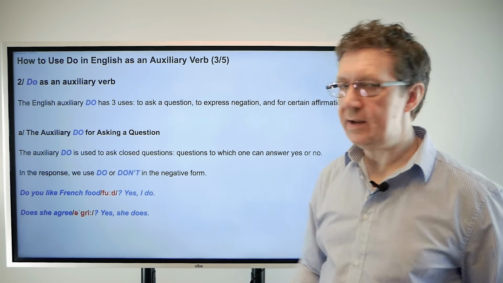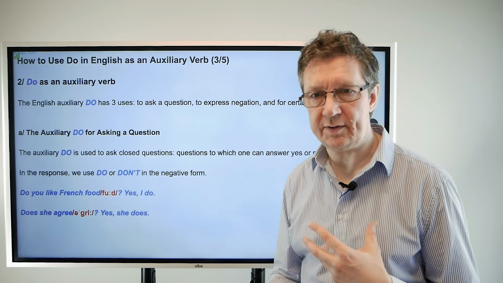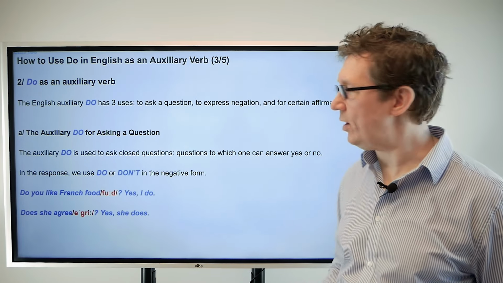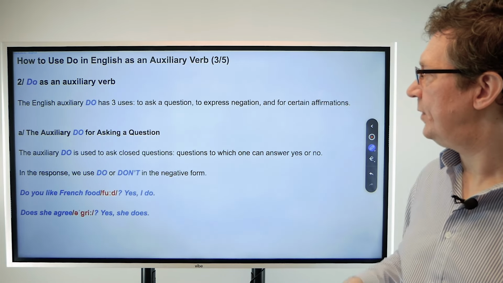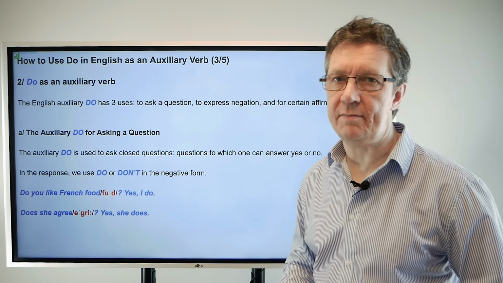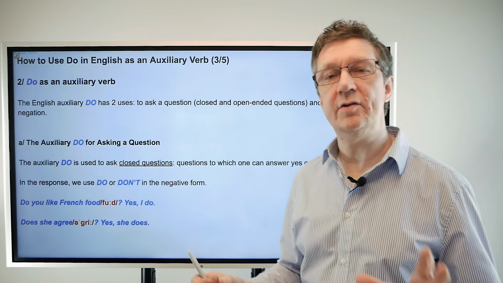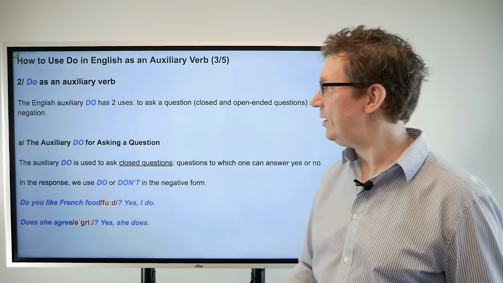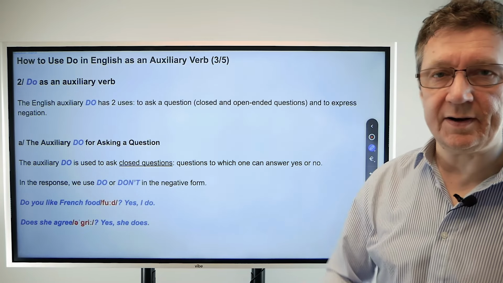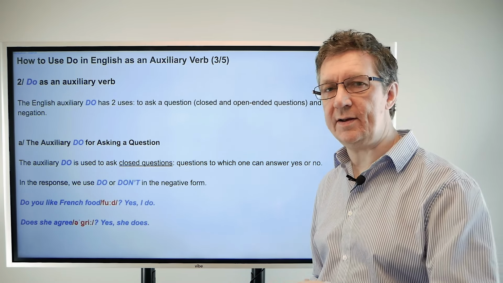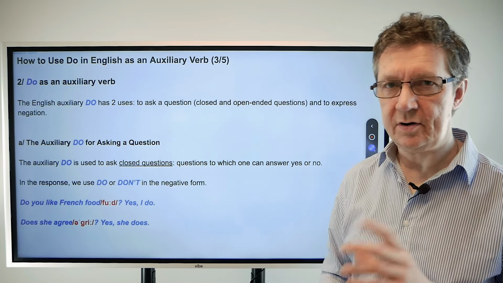So as you can see, we have here the information as do as an auxiliary verb. So there are three uses as an auxiliary verb. We have to ask a question, we have to express negation, and we have for certain affirmations, okay? So let's look at do as an auxiliary verb. So as an auxiliary verb, it has two uses, to ask a question and to express negation, okay? Questions we have are closed and open-ended questions, and we'll look at those right now.